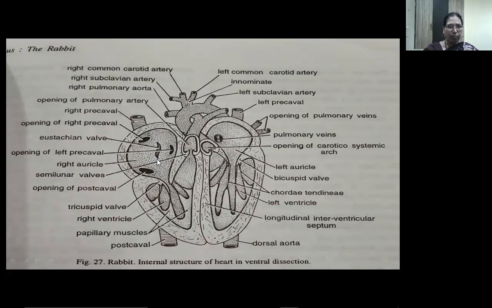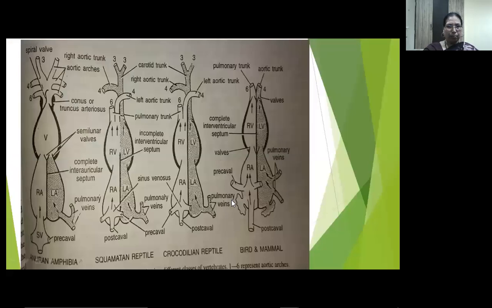The auricle opens into the ventricle by the auriculoventricular aperture, and it is guarded by a valve. On the right side it is called the tricuspid valve, and on the left side the auricle opens into the ventricle guarded by a valve called the bicuspid valve. The ventricle is muscular, showing chordae tendineae and papillary muscles.